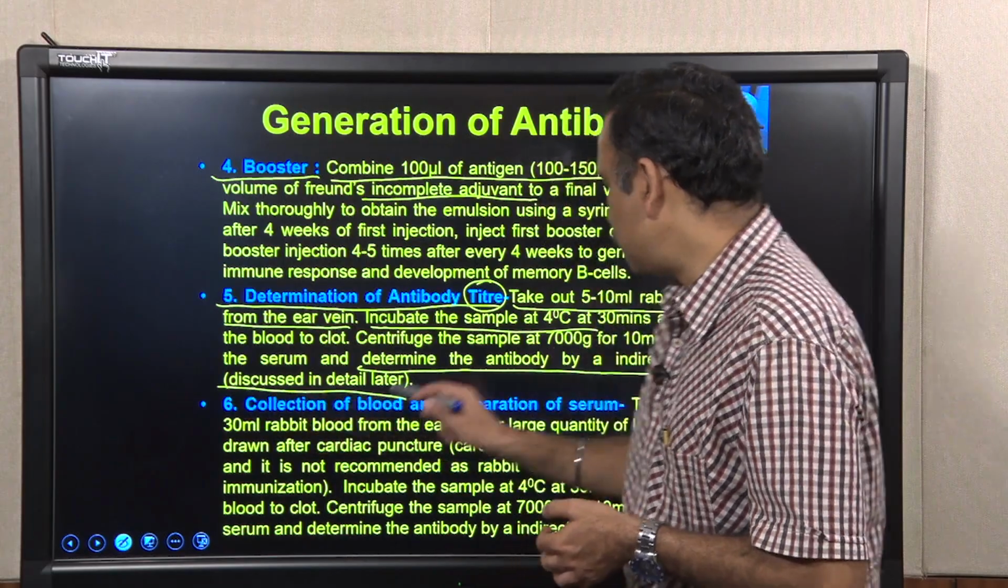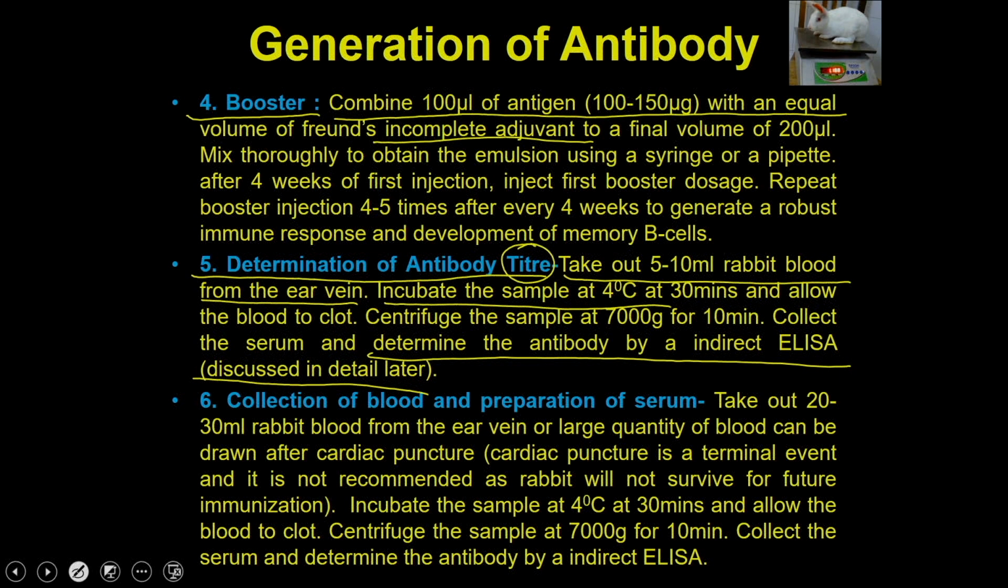After that, once you are sure that the antibody titer is very high, you can collect the blood and prepare the serum. For that, you take out 20 to 30 ml of the rabbit blood from the ear vein, or a large quantity of blood can be drawn after cardiac puncture.